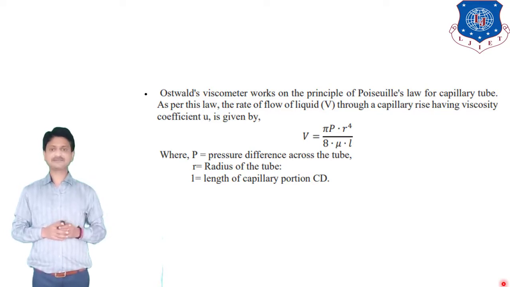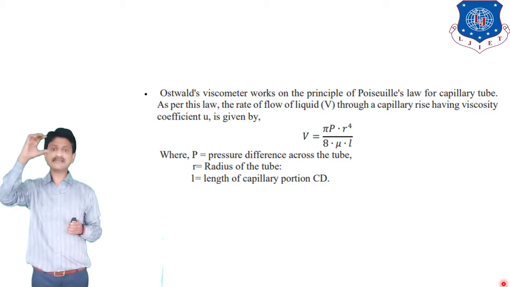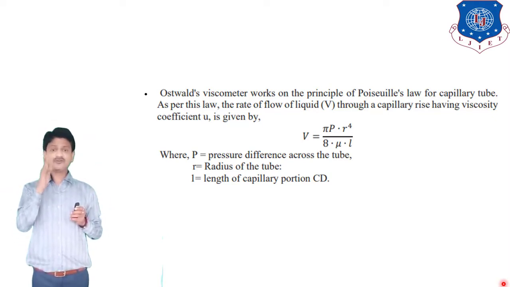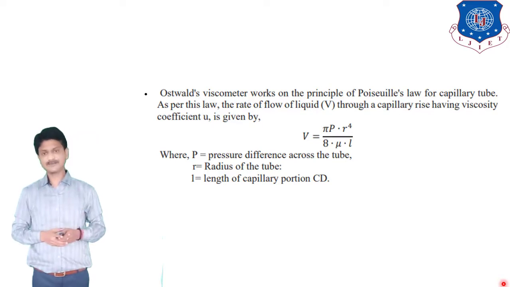In this equation, capital V is the rate of flow of liquid. P stands for pressure difference across the tube. r stands for radius of the tube. And L stands for length of capillary portion C. Here in this tube, we have considered that portion CD. That's why we are considering the length of that capillary portion C.